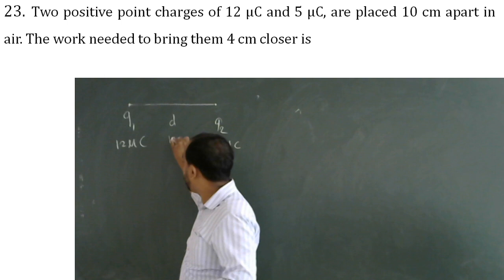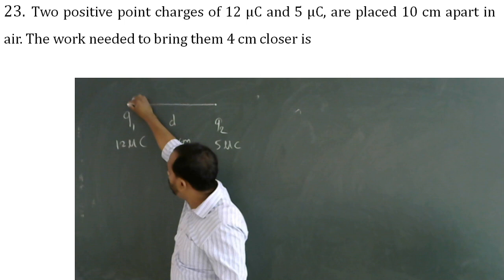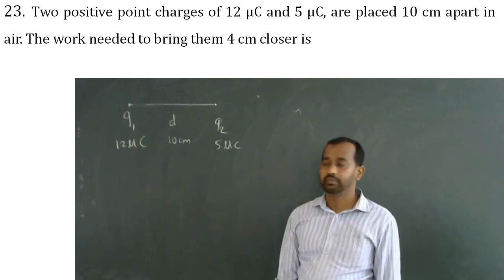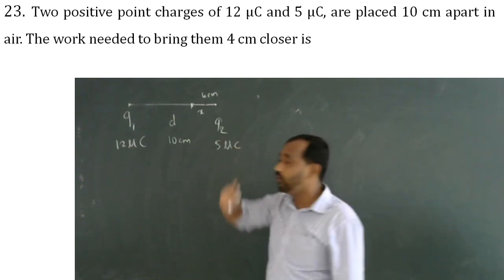centimeter closer. Again, for our convenience, we can assume that the position of Q1 is fixed. We are moving Q2 towards Q1, closer. That means we have to move them towards each other. So we are moving Q2. How much? We are bringing them 4 centimeter closer. Earlier they were separated by a distance of 10 centimeter. Now we are moving them by 4 centimeter. So here, I will represent this distance as x, which is equal to 4 centimeter.